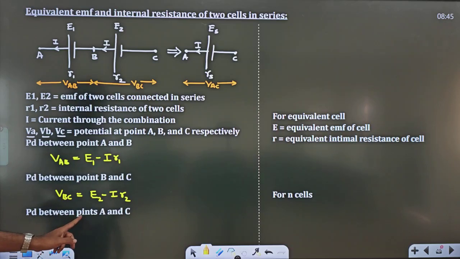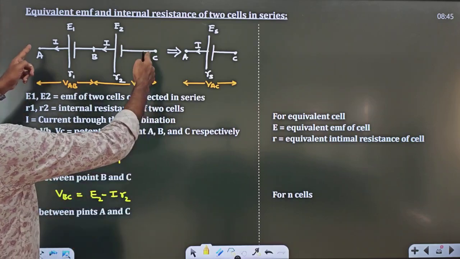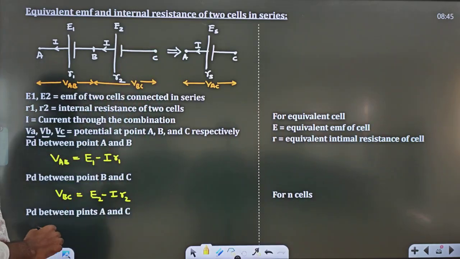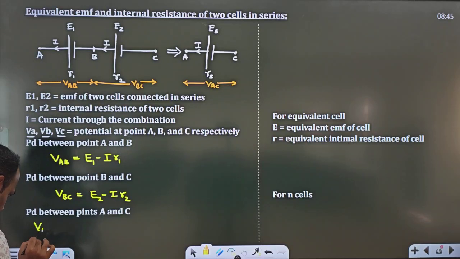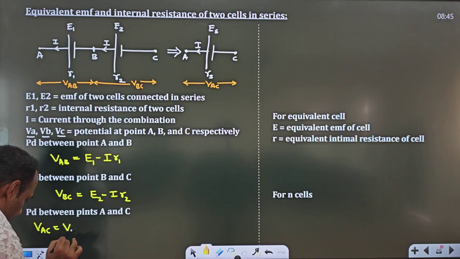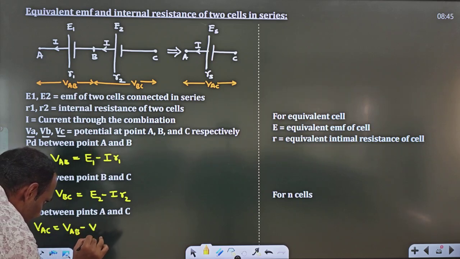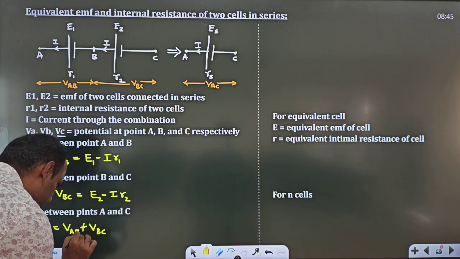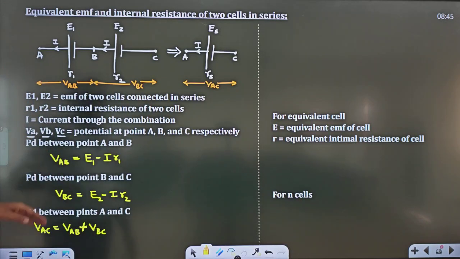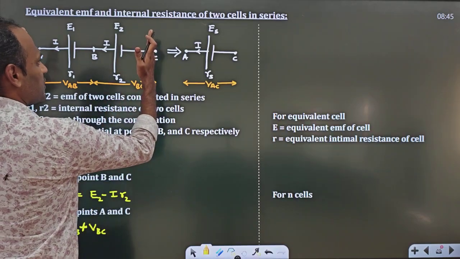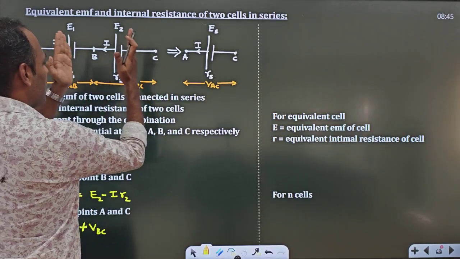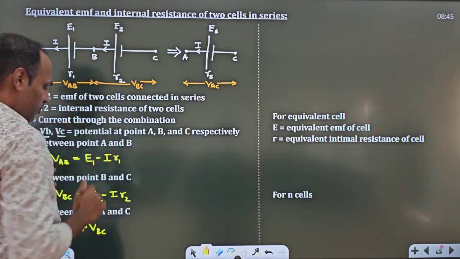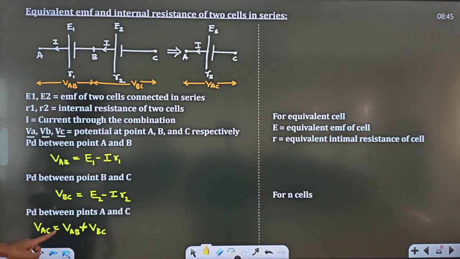Next, the potential difference between points A and C. I will write it here: the potential difference between the points AC will be equal to VAB plus VBC. This is the total potential difference. In this there are two potential differences, one is VAB, another one is VBC, so we have to add both to get the total potential difference. You already know the values of VAB and VBC.